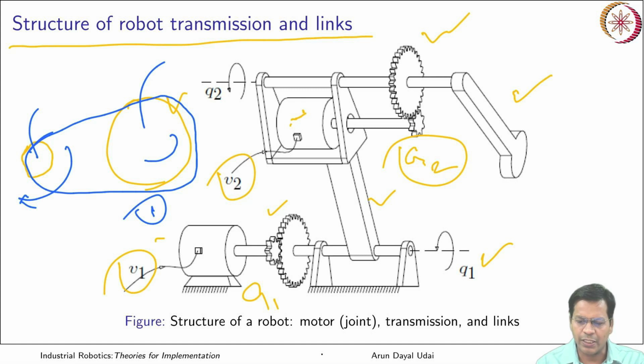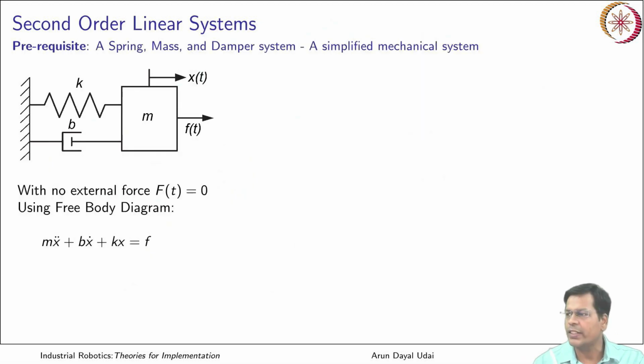So if I say it is a gearbox, it can be due to various reasons. It can be a combination of belt and gears also. Okay, so that is what is here. So now let us try to understand what a second order linear system looks like.